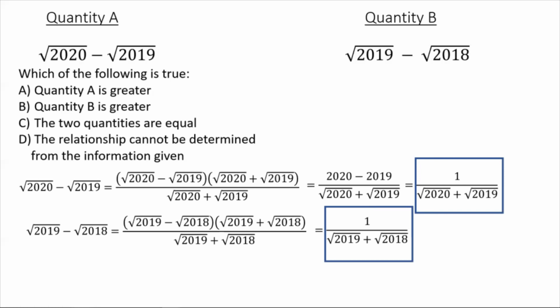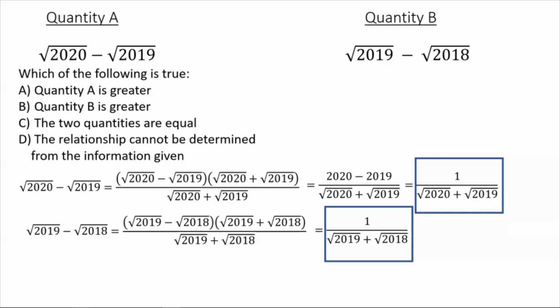Because if you have the same numerator, then the quantity with the lesser denominator will be the greater quantity of those two. And we can see that root over 2019 is the common quantity that's present in the denominator of each of these two. But one has root over 2018 and the other has root over 2020. And clearly the one with root over 2018 would have the lesser denominator of the two.